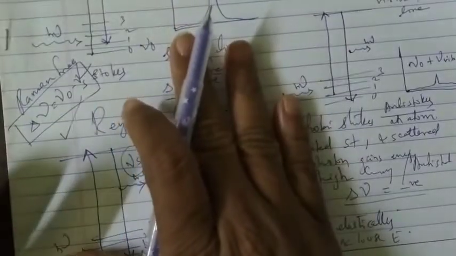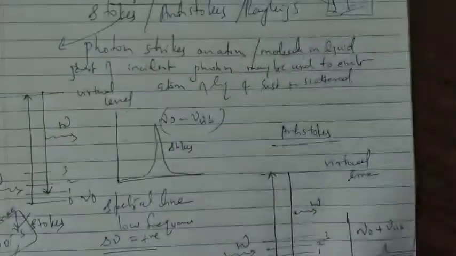So that is what I think you have learned regarding the Stokes line, anti-Stokes line, and the Rayleigh line. This was important to understand, as in the syllabus you have to know about the Stokes and anti-Stokes lines. That is what we have shown here.